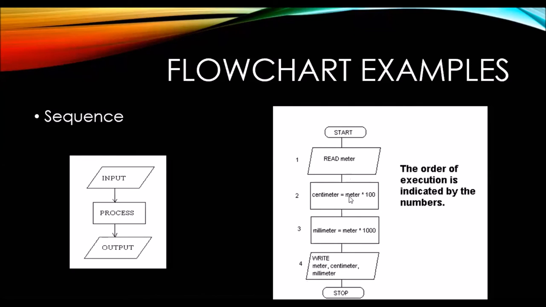So this flowchart is flowing in a downward motion because it is based on a sequence, and there's nothing else to a sequence other than input, processing and output. Good.